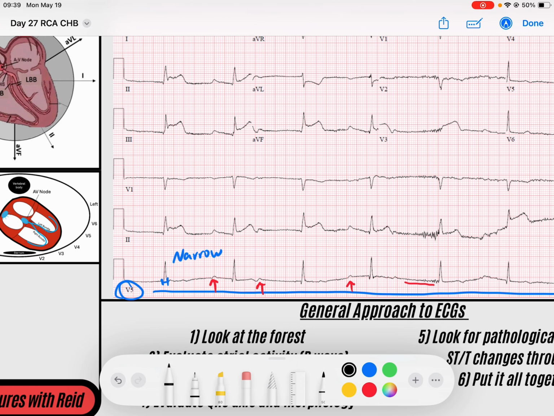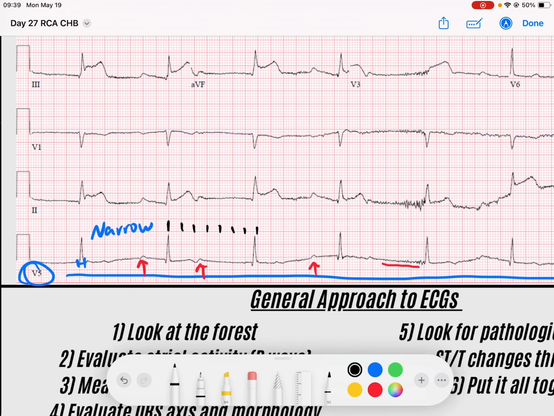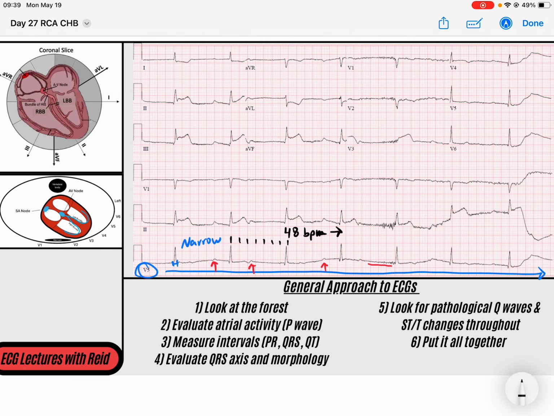I look at the rate, and I see it's a pretty slow rhythm. I find a QRS that lands on a solid line, and I go 300, 150, 100, 75, 60, 50. This would be around 43, so maybe 48 beats per minute. We would call that bradycardia, so it's slow. So we have a slow, regular bradycardia with P waves that don't seem to really be lining up. It's a narrow complex rhythm. Worrisome for an escape rhythm.